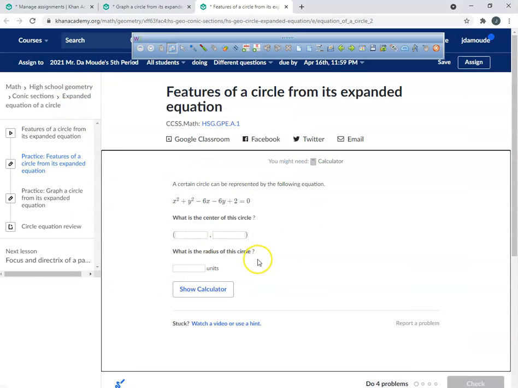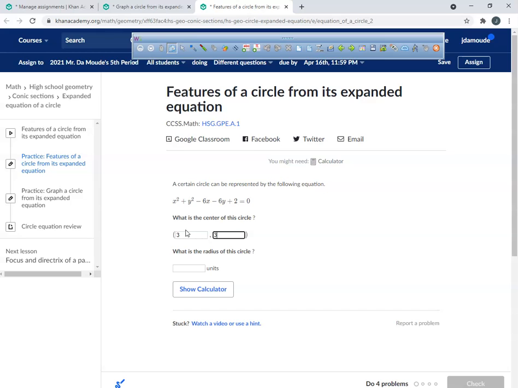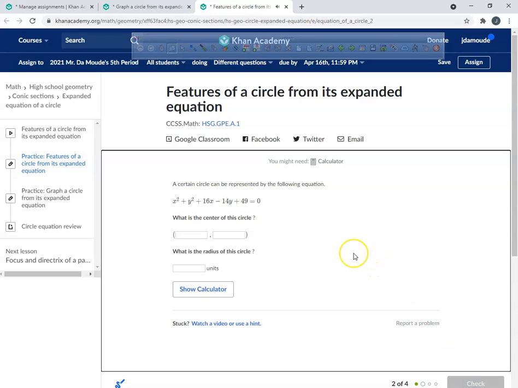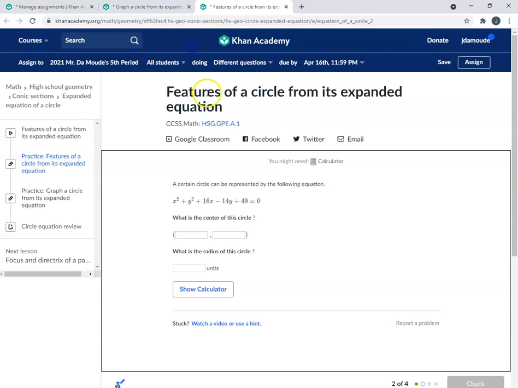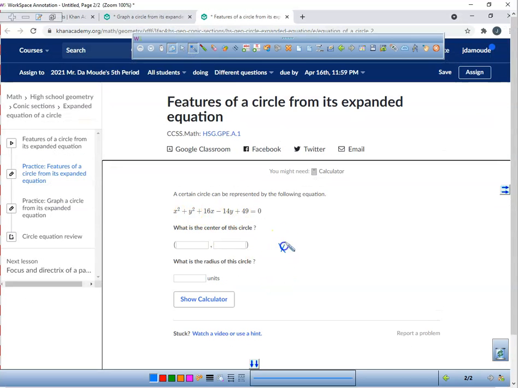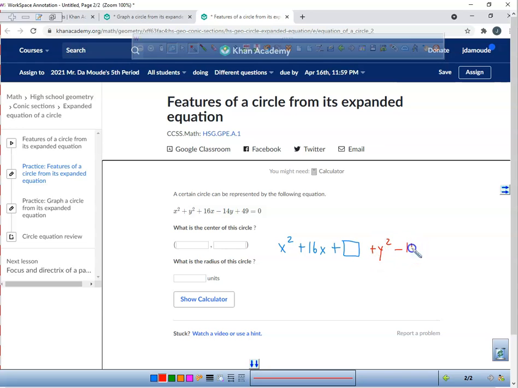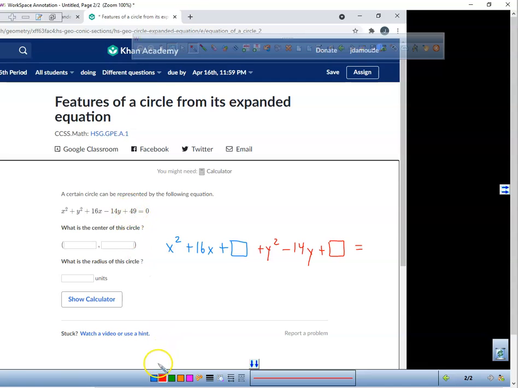All right, let's type in a 3 and a 3 and a 4. Okay, let's do one more. I'm going to rearrange this so it's all organized from the very beginning. So I'm going to put x squared plus 16x plus an empty box, plus y squared minus 14y plus an empty box equals... now what am I going to do with this positive 49?